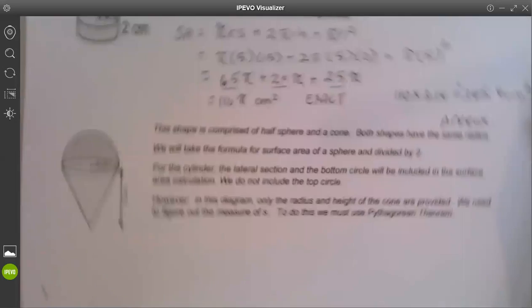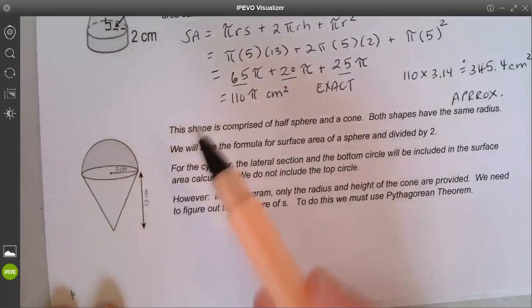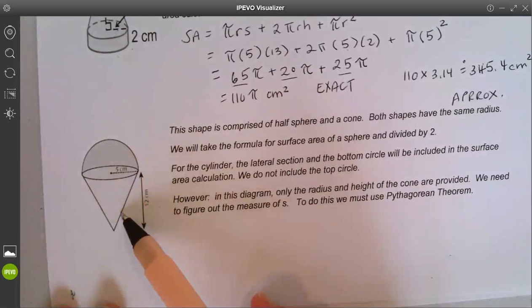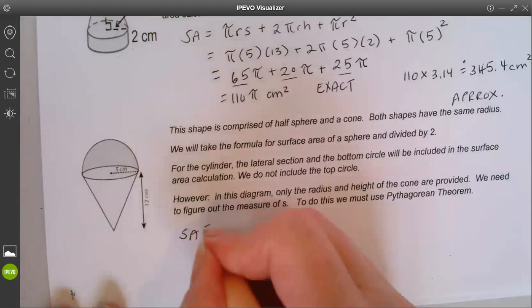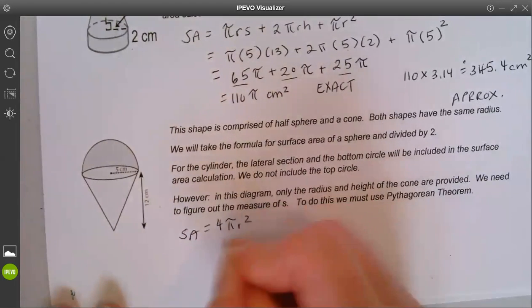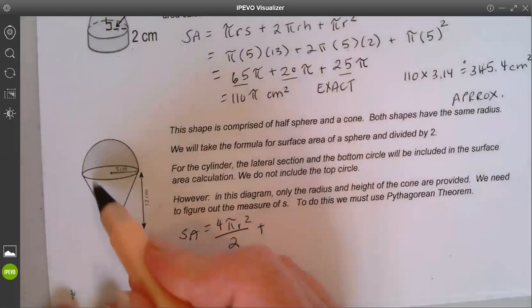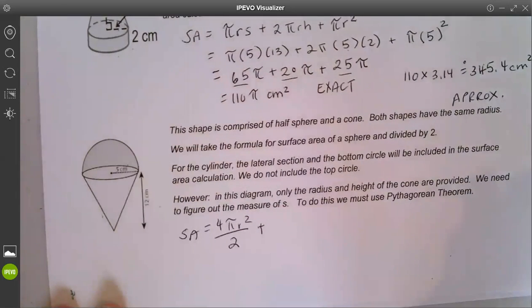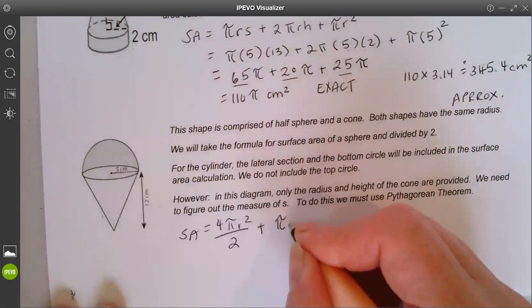And one more example similar to this, we have what looks like an ice cream cone. So we have a half sphere on top of a cone. Both shapes have the same radius of 5 centimeters. The upper part is going to be the surface area of a sphere, 4 pi r squared. But again, because it's only half a sphere, we're going to divide by 2. And for the cone, because it's open to the upper piece, we do not include the circular base. We only include the lateral section again, pi rs.